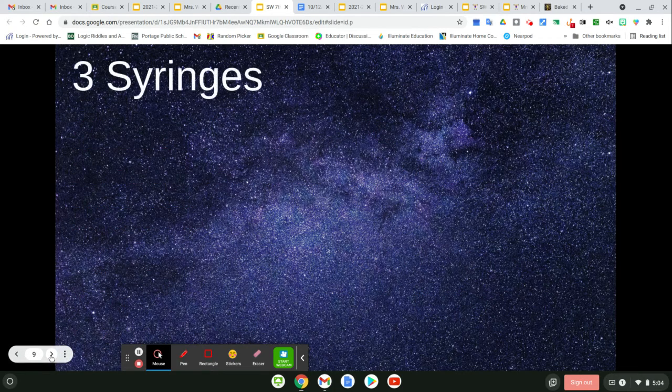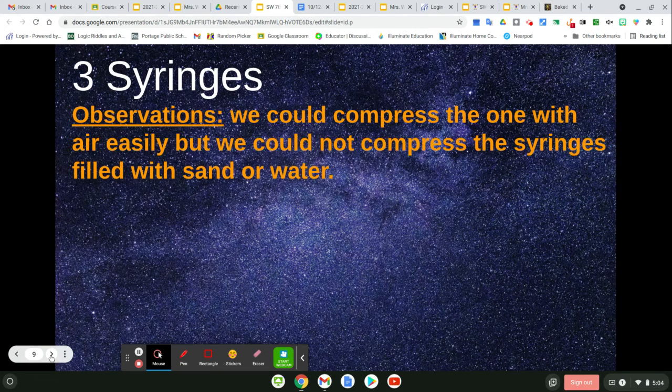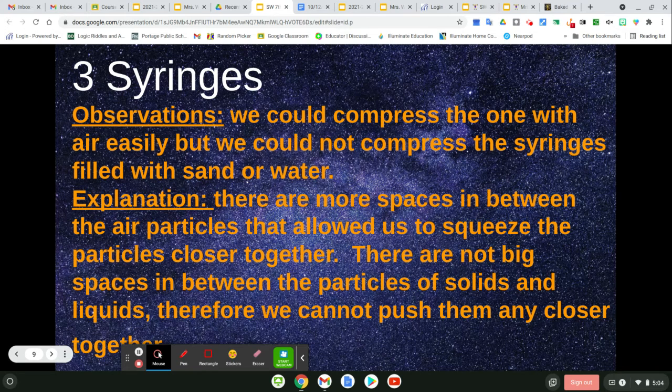All right, the three syringes, we're dealing with three different substances. We had sand, we had water, and we had air inside these syringes. We could compress the one with air easily, but we could not compress the syringes filled with sand or water. The explanation is that there are more spaces in between the air particles because it is a gas. Gas particles are more spread apart, and that allowed us to squeeze the particles closer together. There are not big spaces in between the particles of solids and liquids. Therefore, we could not push them any closer together than what they already were. They were as tightly packed as they possibly could be within that syringe.